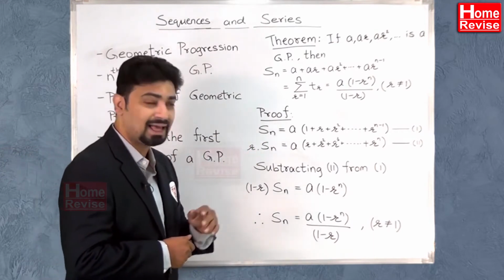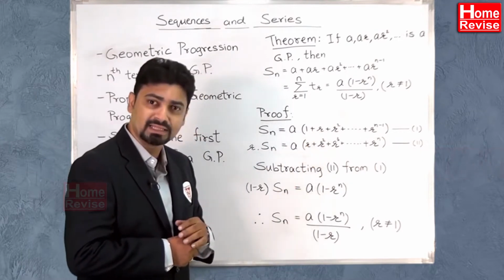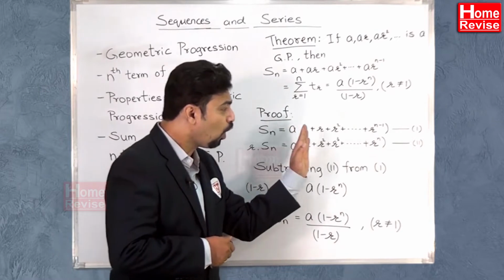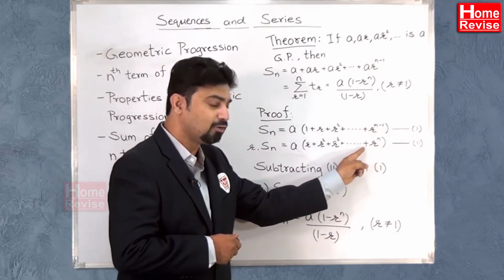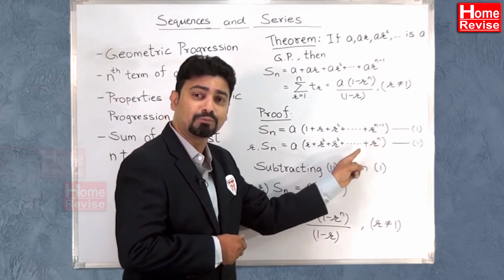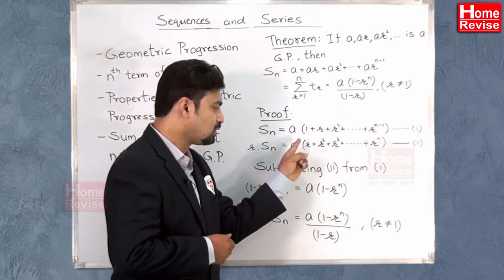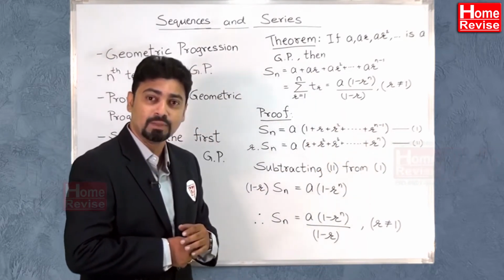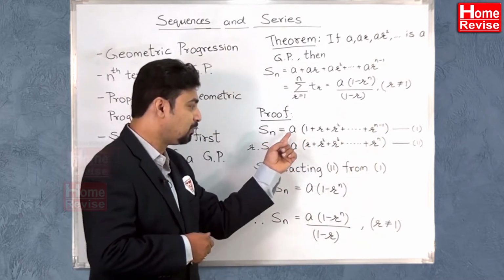And on the right hand side, I can see that if I do the subtraction, r and r get cancelled, r square and r square get cancelled, and so on all the powers of r, including r raised to n minus 1, will also get cancelled. What only remains is 1, which is not getting cancelled, also r raised to n, which is not getting cancelled. So what will remain in the bracket is 1 minus r raised to n, and outside it will be a.